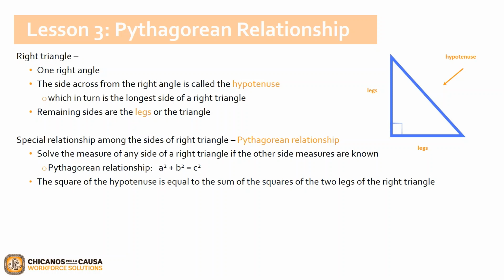So the equation for the Pythagorean relationship is a squared plus b squared equals c squared. So a is the leg of the triangle, b is the other leg of the triangle, and c is the hypotenuse. Remember, c is the longest side of a right triangle. The square of the hypotenuse is equal to the sum of the squares of the two legs of the right triangle.